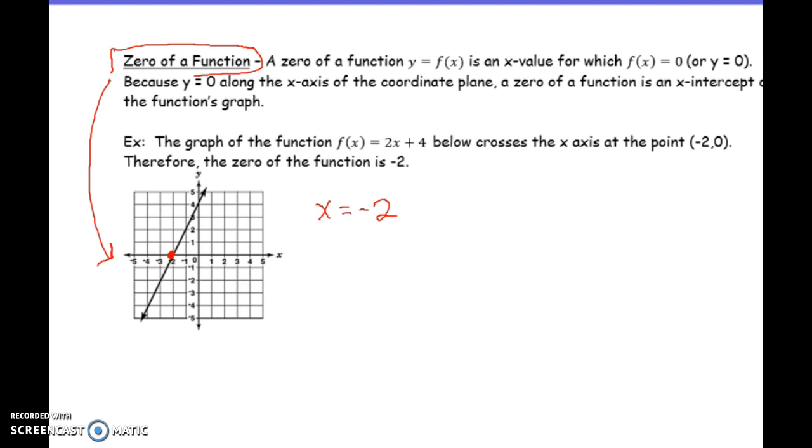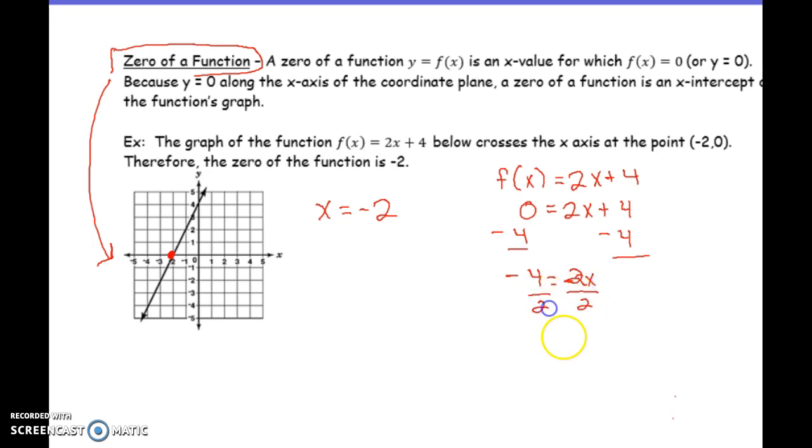Okay, we can also solve for it. If we're given an equation, here we've got 2x plus 4, we want to set our output to be 0. So f of x, or our y, is set to 0, and now we solve for x, just like solving an equation. Negative 4 is equal to 2x, and then we divide by 2, and negative 2 is equal to x, or x is equal to negative 2. So with the zero of a function, you want to make sure it's where the output, or the y value, is 0. It's where it crosses the x-axis, and that's the zero of a function.